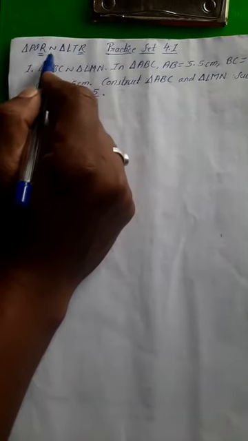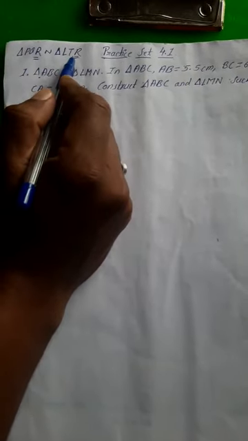And in the second construction, triangle PQR is similar to triangle LTR. So here R is the common vertex. Here we are going to see the first construction.